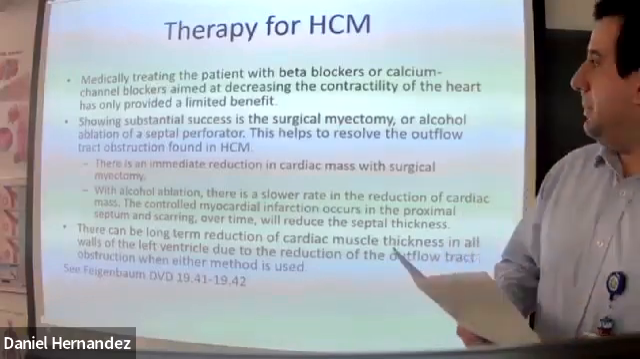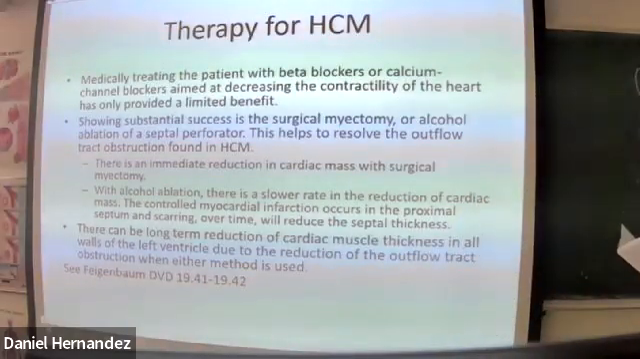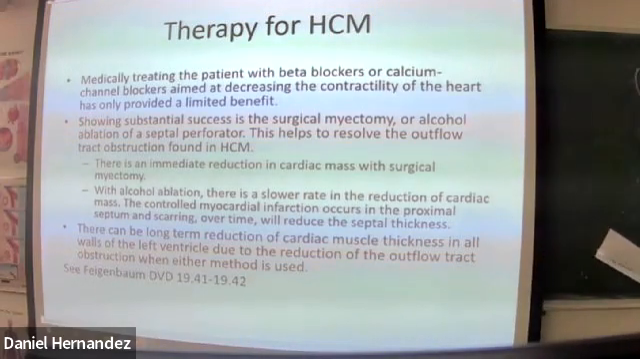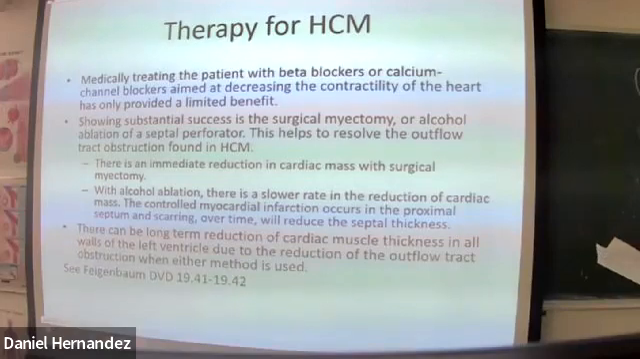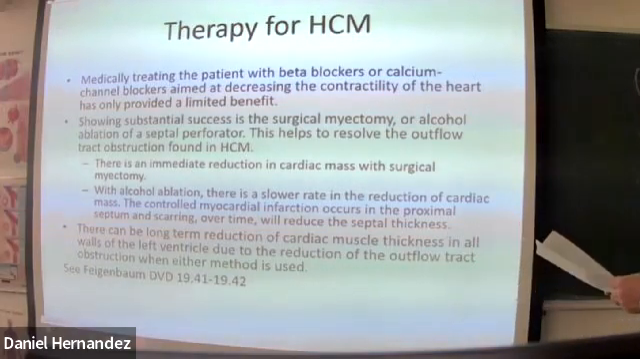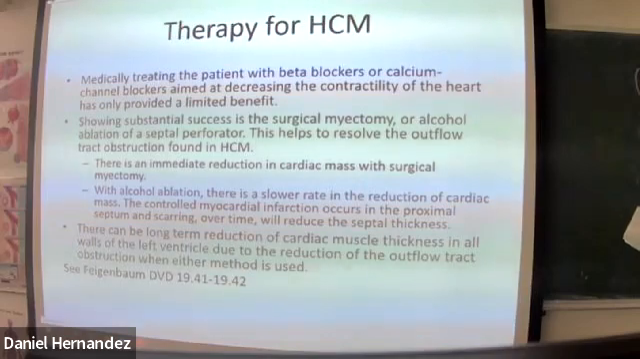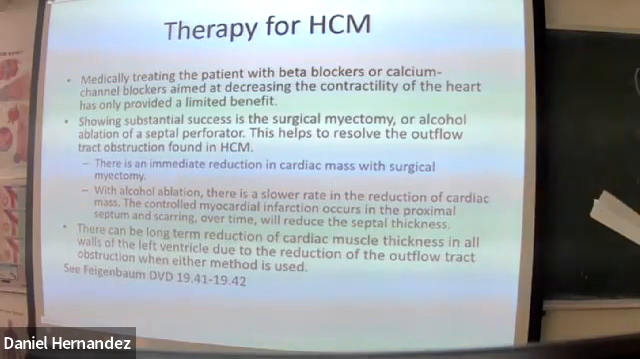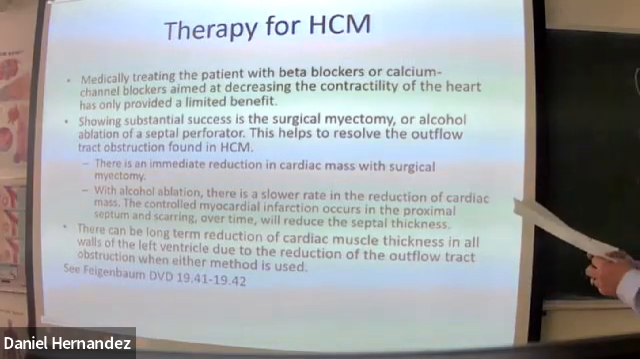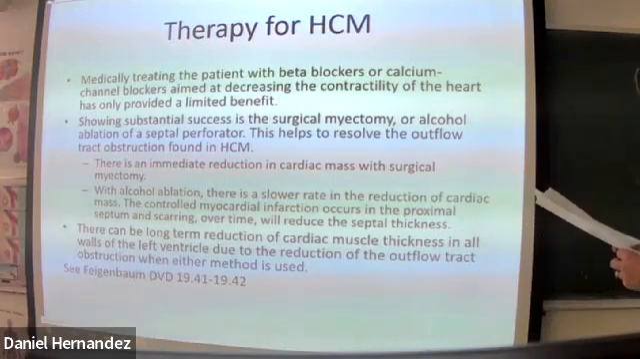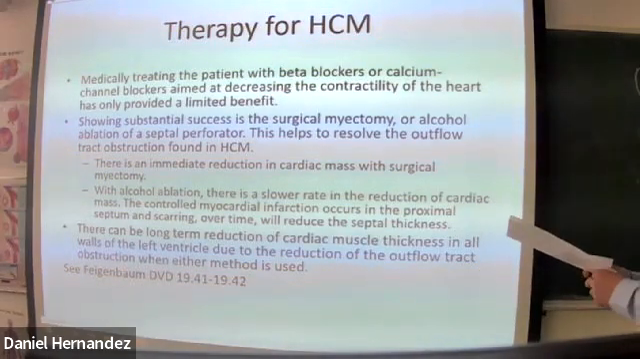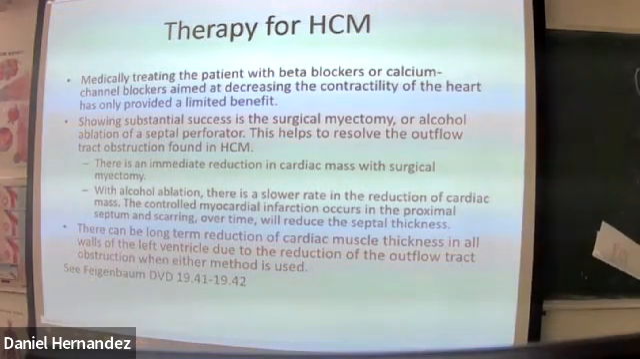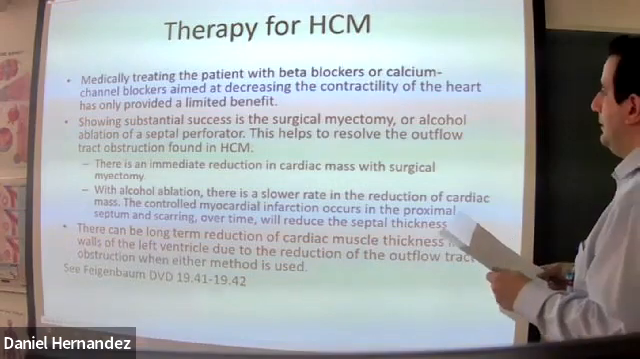So when we're talking about therapy for hypertrophic cardiomyopathy, patients can be given medications like beta blockers or calcium channel blockers. These are aimed at decreasing the contractility of the heart, but these actually only produce a limited benefit. So the goal of this is to decrease that contractility and increase preload and reduce afterload. We're looking to increase ventricular volumes.